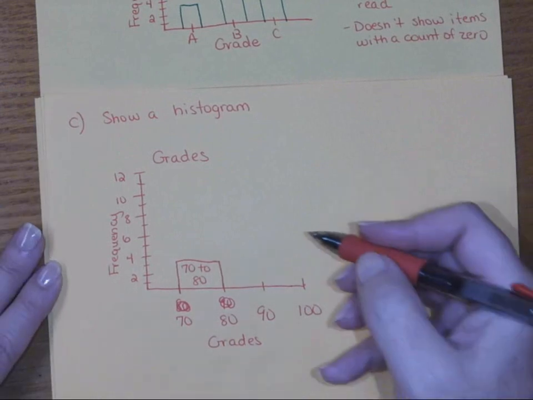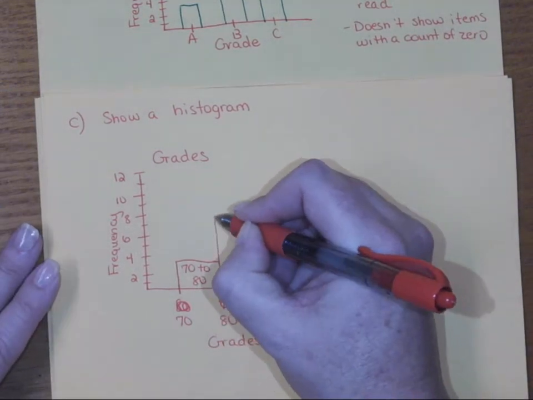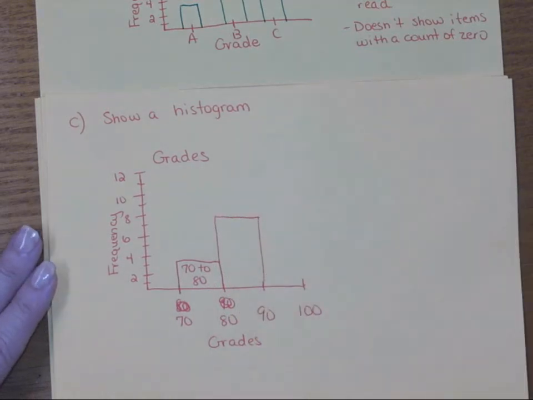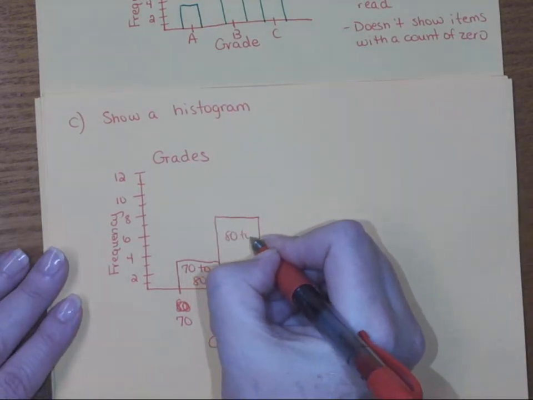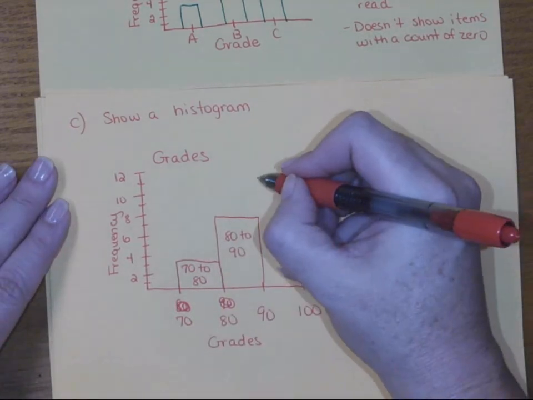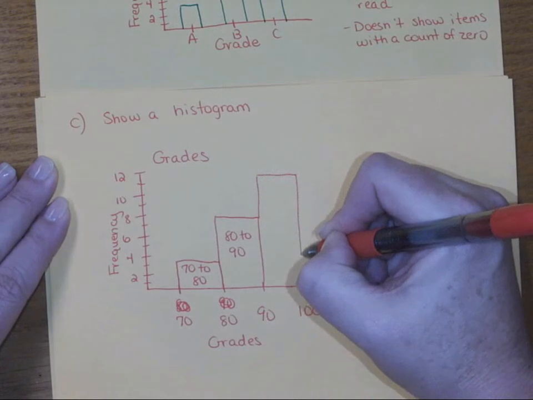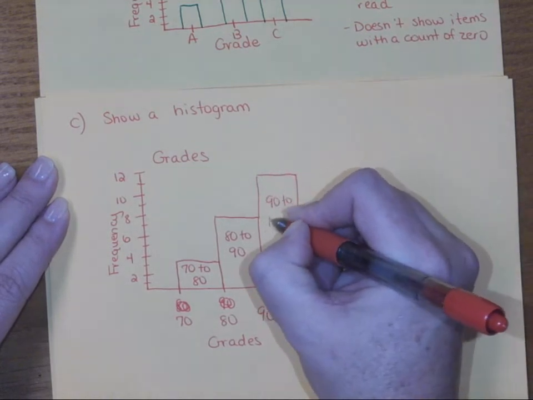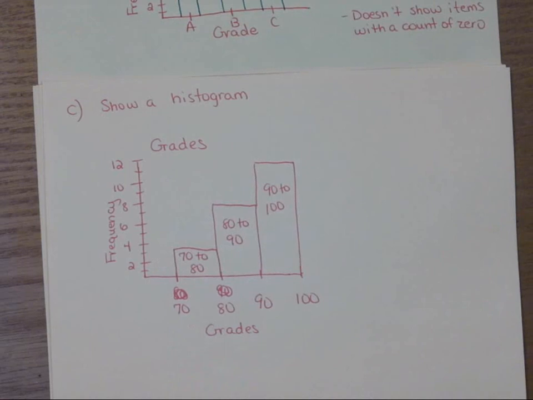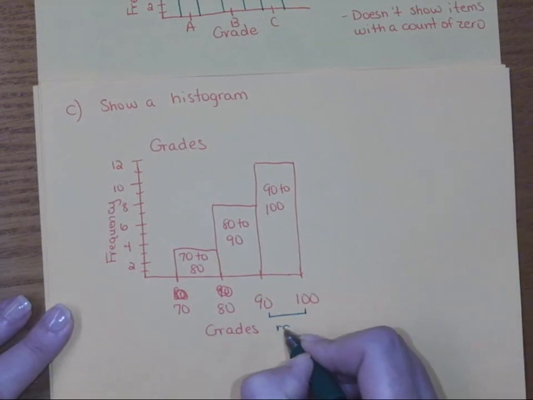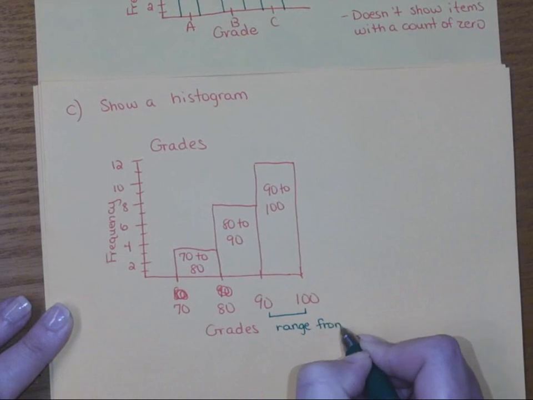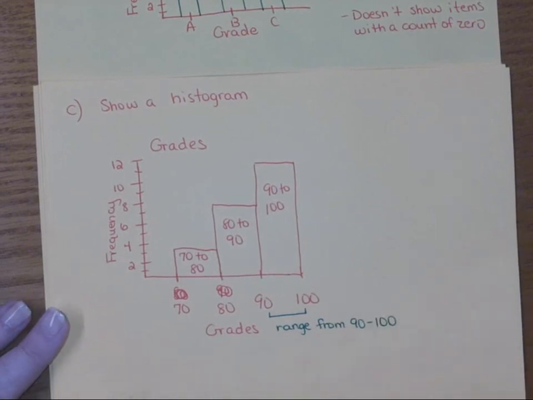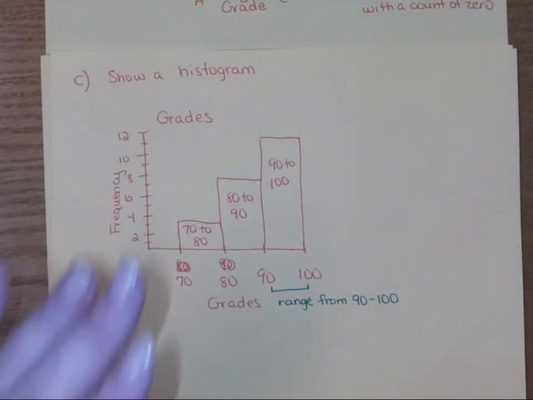And then the grades that are 80 to 90, there are 7 of those, right? So I might have made that bar a little high, but it's close enough. So this is 80 to 90. And then last but not least, I have 90 to 100. Okay, so notice the difference. The bars are not separated by space, and we're really doing ranges of values, right? So this is the range from 90 to 100. That's typically what you're going to see in a histogram versus a bar graph, but they're pretty similar, right?